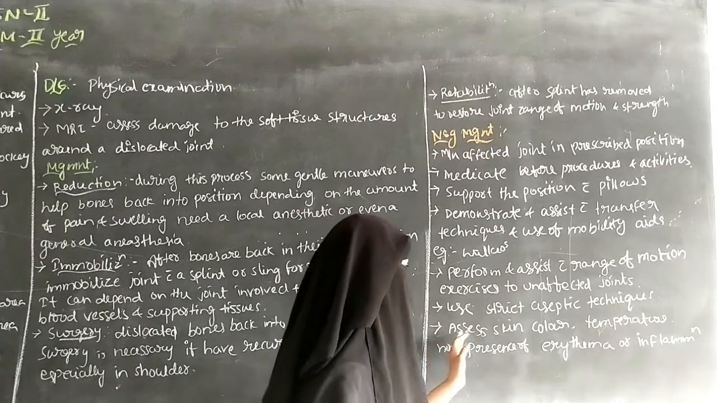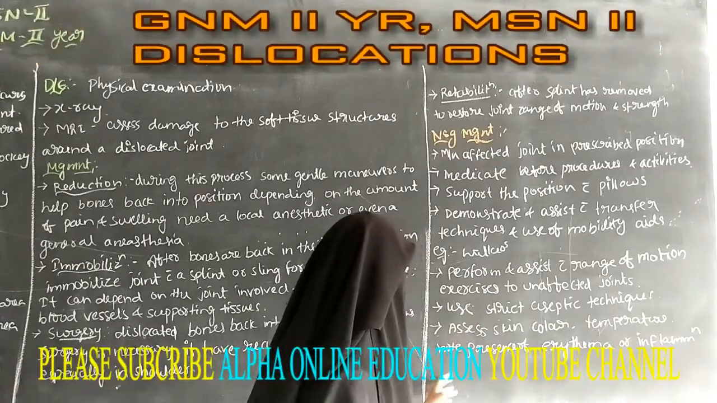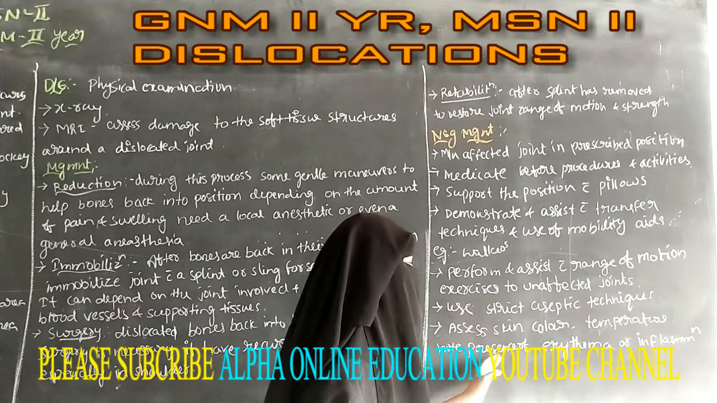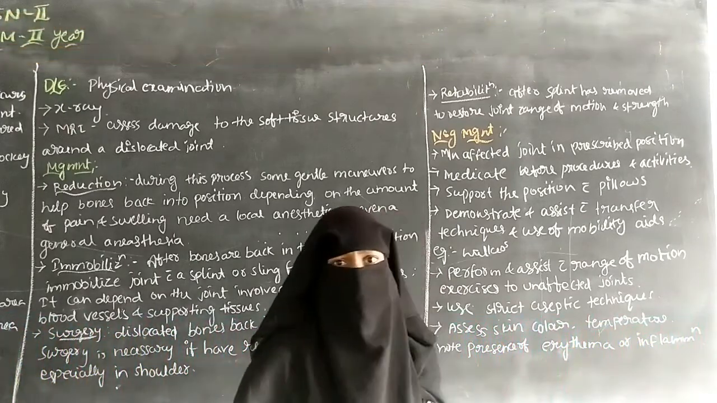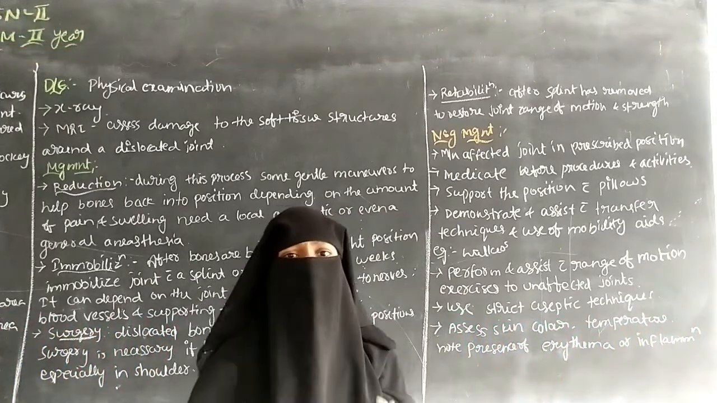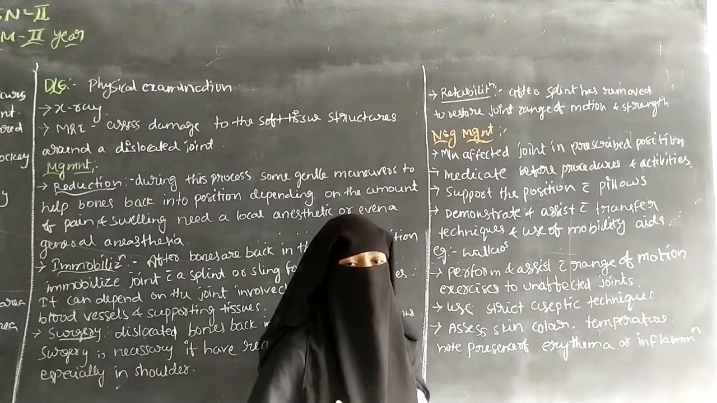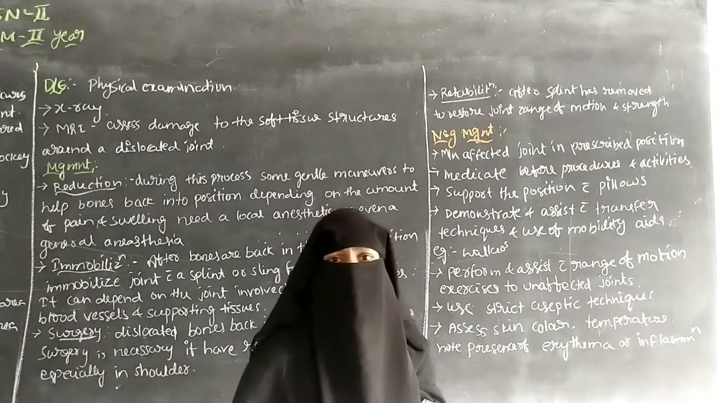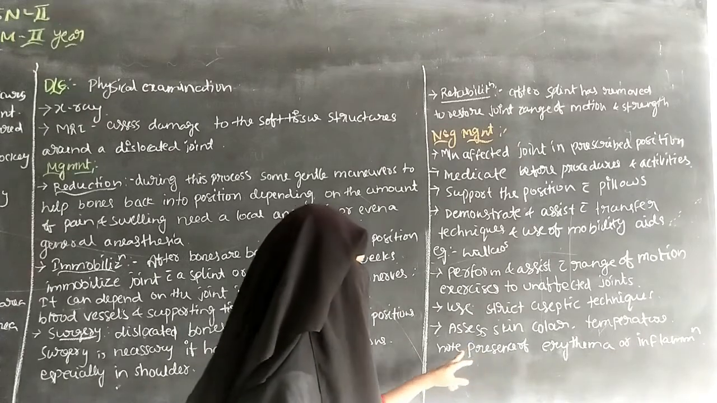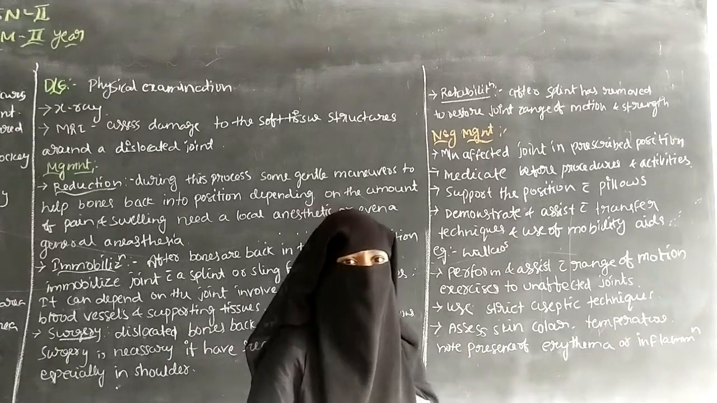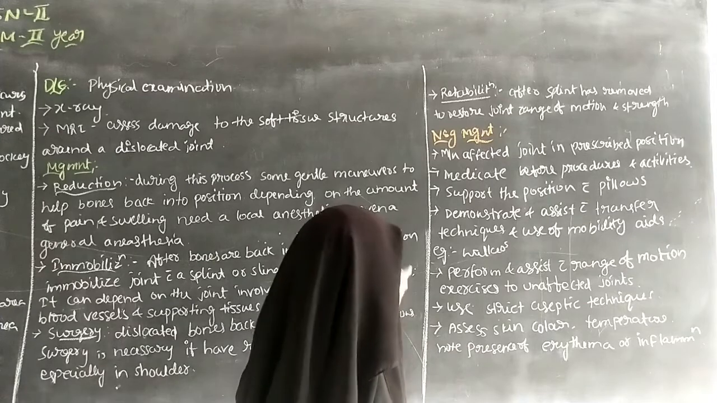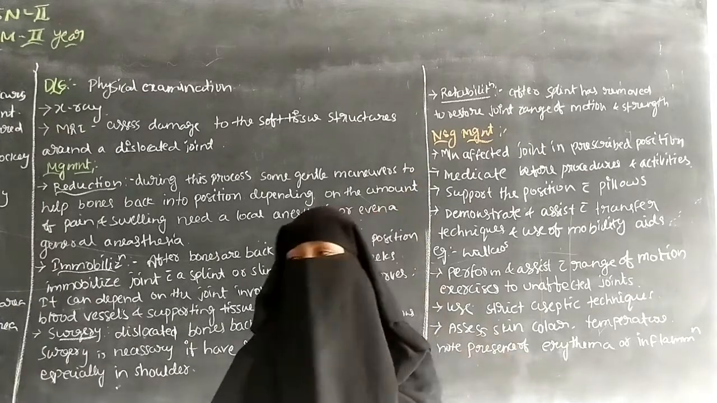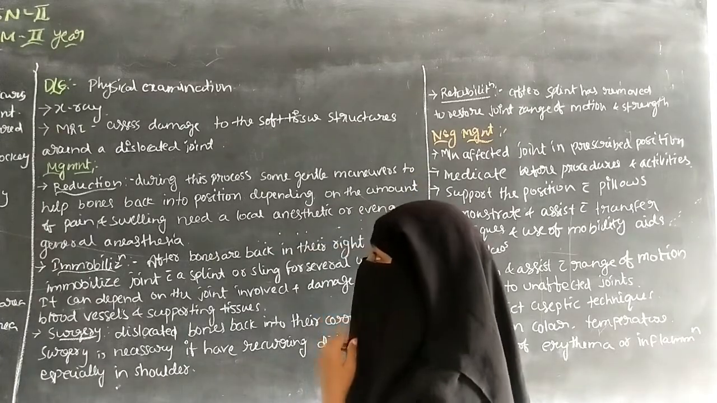Next one is assess the skin color and temperature and note the presence of erythema or inflammation. So the nurse has to assess the wound site, whether any inflammation or redness is present or not, and assess the color of the skin and temperature. So that is about the nursing management. So it completes the dislocation.